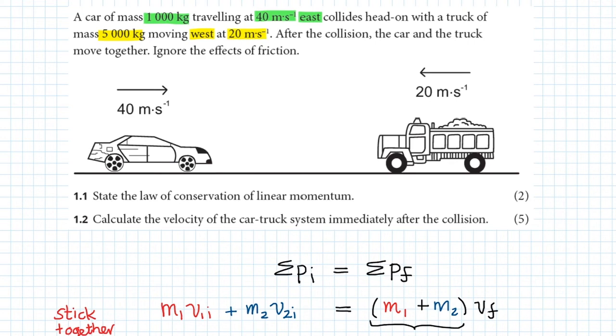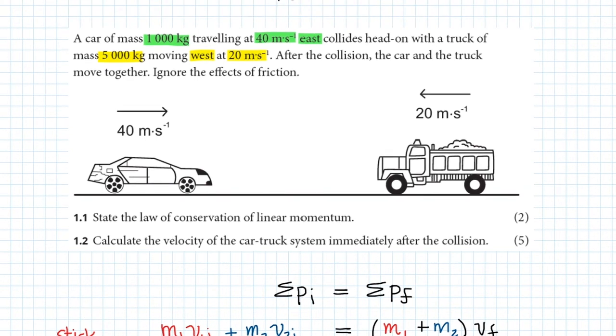Already, to make sure that I don't forget, I'm going to choose one of these directions as positive. I'm going to go ahead and choose east as positive. This means that west is the negative direction. They now say after the collision, the car and the truck move together. Ignore the effect of friction. Question 1.1 says state the law of conservation of linear momentum. I'm going to leave that up to you. The next question says calculate the velocity of the car-truck system immediately after the collision.